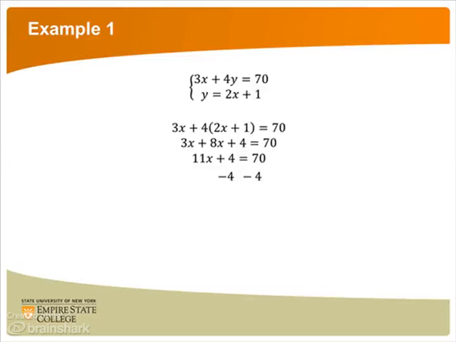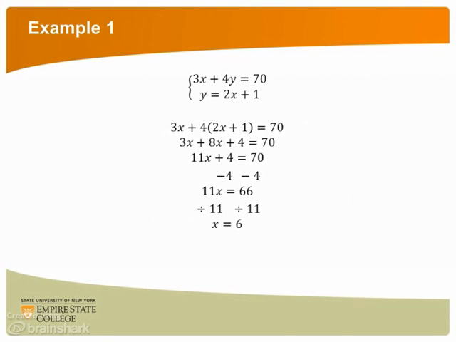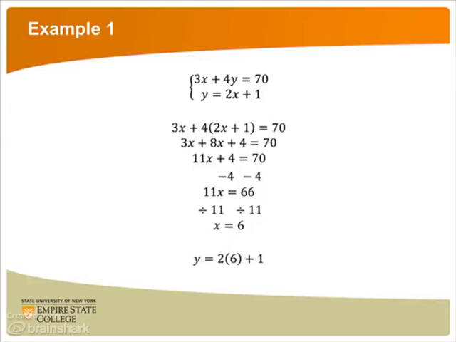Subtract 4 from both sides. We are left with 11x equals 66. Divide both sides by 11. So x equals 6. We solved for x, but we are not done just yet. We also need to find y, but we can use our original equations to do so. It is easier to plug into the bottom equation, since it is already solved for y. Plugging in, we have y equals 2 times 6 plus 1.